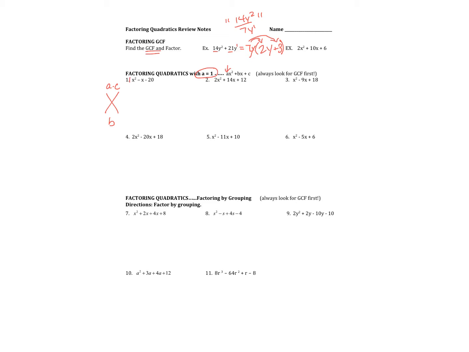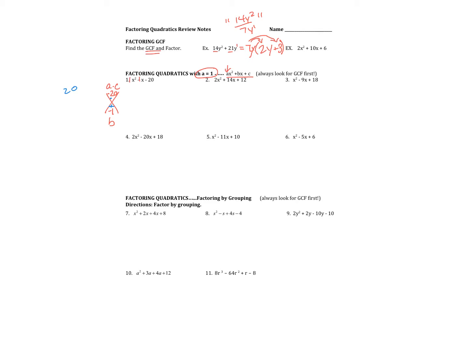So if I look at this as being ax squared plus bx plus c, my a is 1 and my c is negative 20. So a times c is negative 20. My b is the coefficient on my x term, which is negative 1. And on my side, I try to think of two numbers that multiply to the negative 20 on top and add to the negative 1 on the bottom.